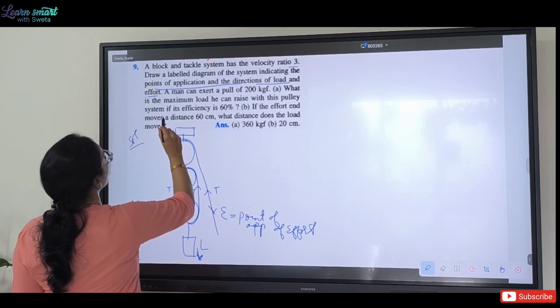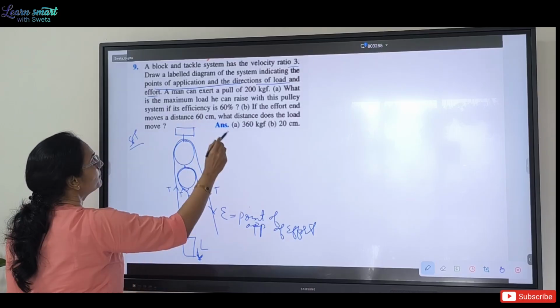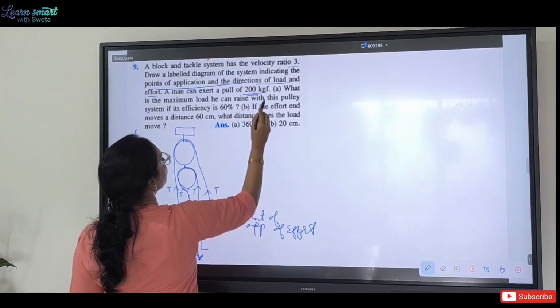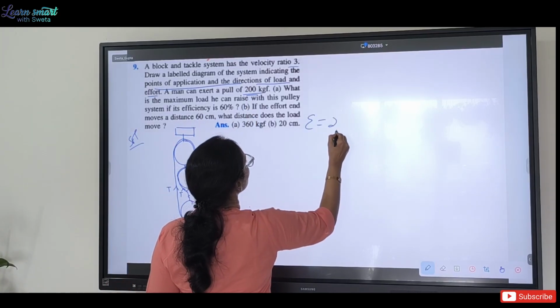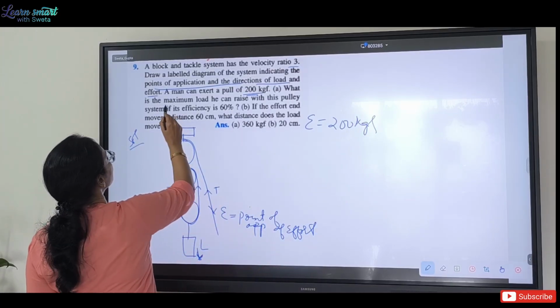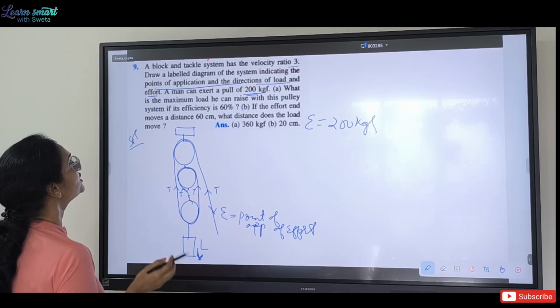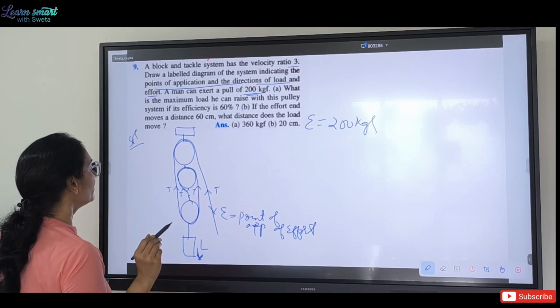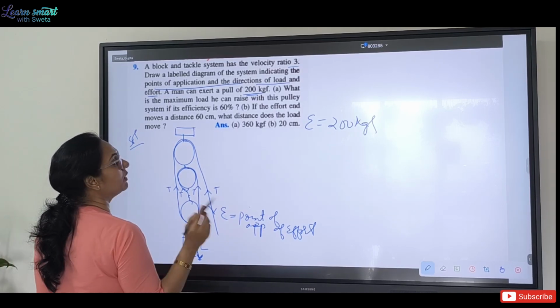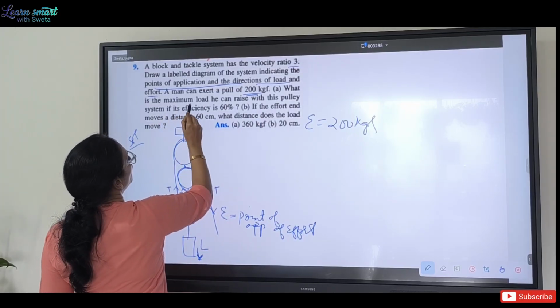Now a man can exert a pull of 200 kgf. What is the maximum load? So this is the effort. So we will write effort is equal to 200 kgf. And what is the maximum load he can raise with this pulley system, if its efficiency is 60%? So efficiency is only 60%. How do we calculate? We have to calculate the load.